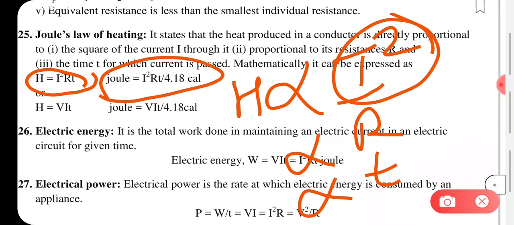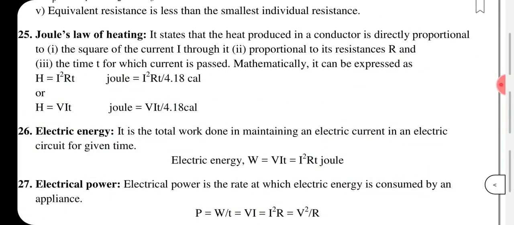So heat is expressed in joules, mathematically as I square RT. Joule is the unit in which the amount of heat produced is measured, fine. So this is something you should know. And how this equation has come, H is equal to VIT, that also I will tell you, just a second.